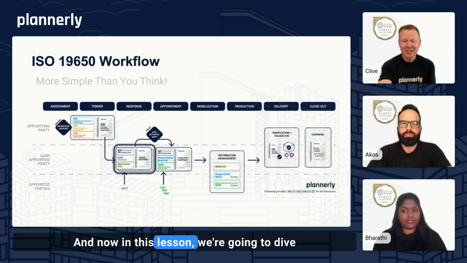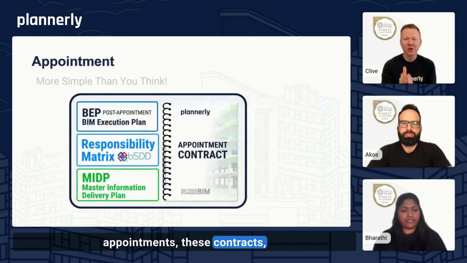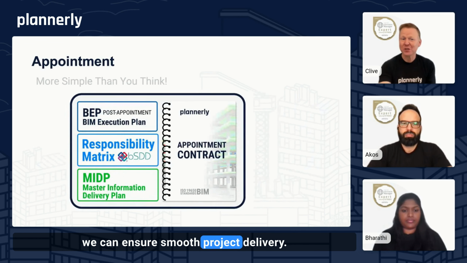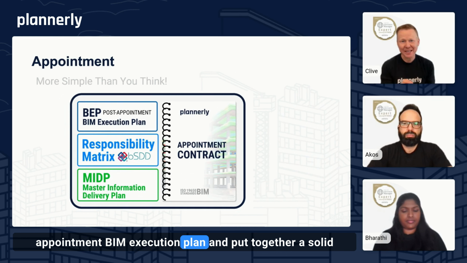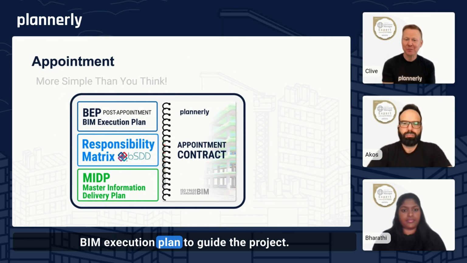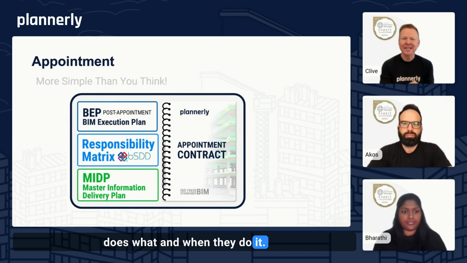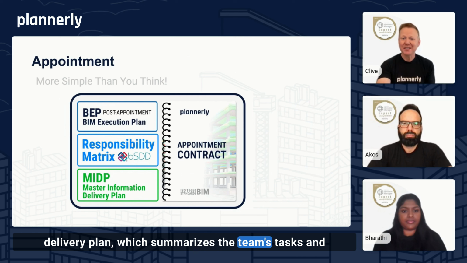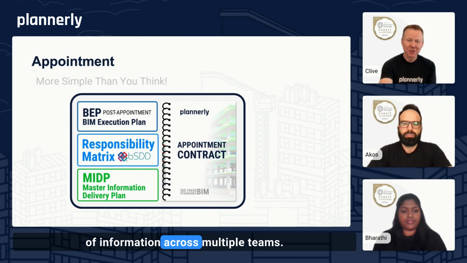And now in this lesson, we're going to dive into the tasks that we need to finalize these appointments, these contracts, building an accountability framework so that we can ensure smooth project delivery. First, we'll explore how to build on the pre-appointment BIM execution plan and put together a solid BIM execution plan to guide the project. Then we'll look at clear responsibility matrices and how they can really define who does what and when they do it. And finally, we'll look at the master information delivery plan, which summarizes the team's tasks and helps us to coordinate and manage the exchange of information across multiple teams.